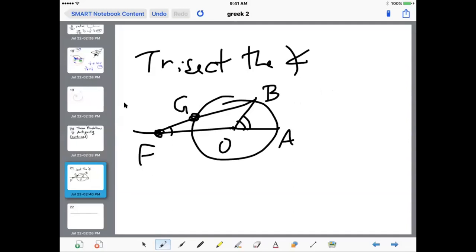That's right. FG would have to equal the radius. And that can only happen in one special spot. Any other place you put that F, FG will either be smaller than the radius or bigger than the radius. But if you get it to that special spot, it will trisect the angle.